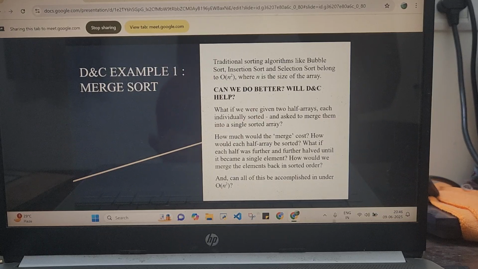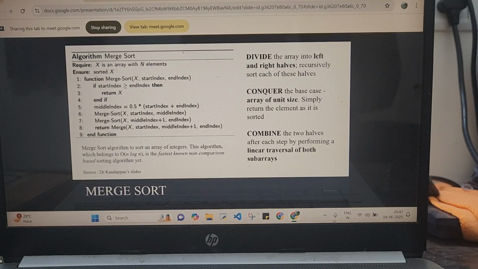So first of all, these halves which we divide at every step, where does the division stop? Let's say it stops at unit size and you return those arrays. How do you combine them back? Combine the two sorted halves back to get one fully sorted array. And how do you accomplish all of this in less than n squared? So these were some of the questions in mind when the merge sort algorithm was developed. So with that context, we will now look at the algorithm.